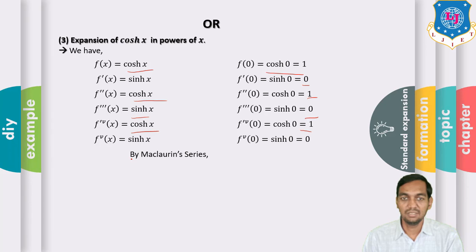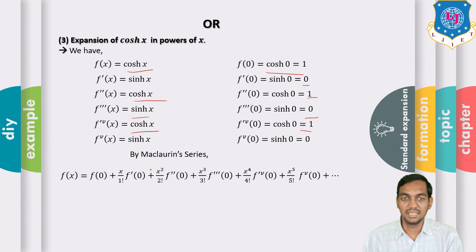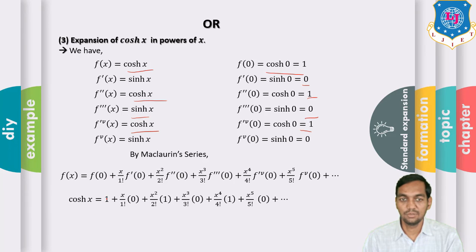In the same manner, we are going to substitute all these values in a Maclaurin series, and that will give you the answer. Cos hyperbolic x is equal to 1 plus x upon 1 factorial into 0 plus x square by 2 factorial into 1 plus x cube by 3 factorial into 0 plus x raised to 4 by 4 factorial into 1 plus x raised to 5 by 5 factorial into 0 and so on. Correct? So we will get 0, 1, 0, 1, 0, 1, and that will give you the series cos hyperbolic x is equal to 1 plus x square by 2 factorial plus x raised to 4 by 4 factorial and so on. Okay?